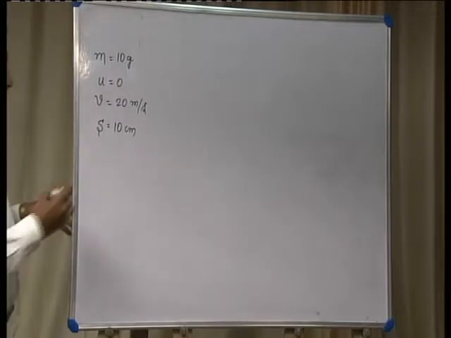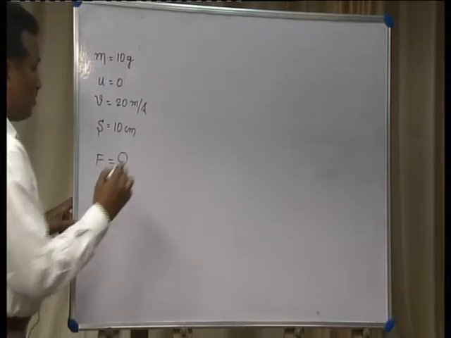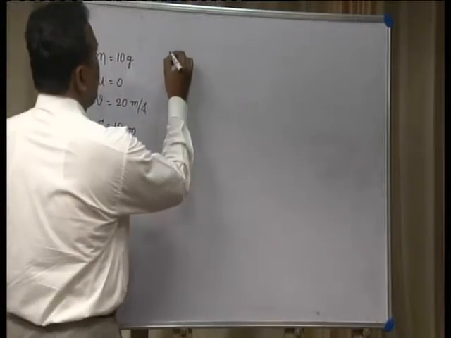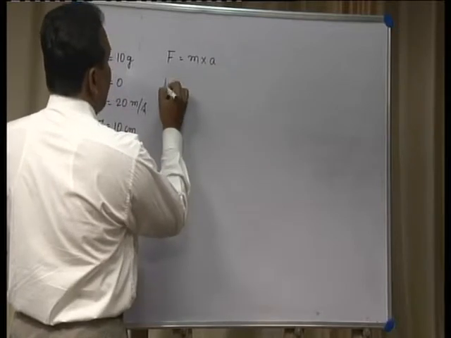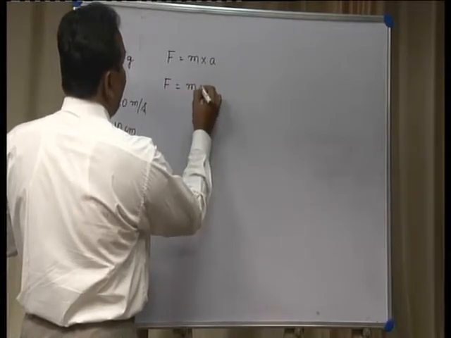Find the resistance offered. Resistance means opposing force. So, you just need to find the opposition held for the body. This is the concept. What is the opposition held for the body? F is equal to ma is the usual formula. According to Newton's second law, F is equal to m into a. So, F is unknown, mass is given, a is unknown.